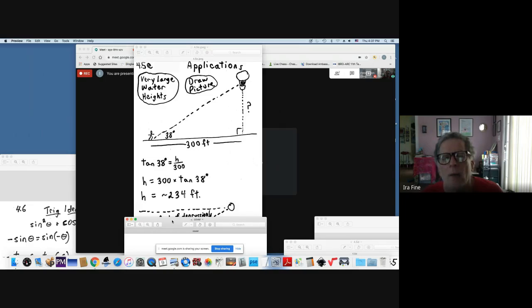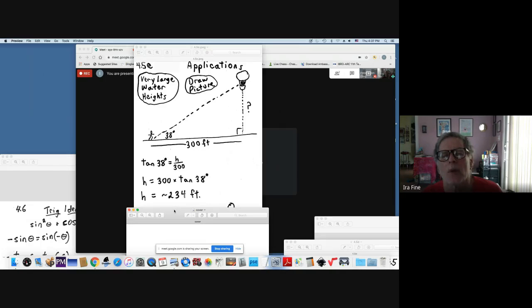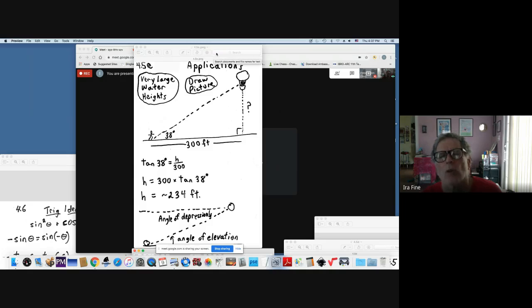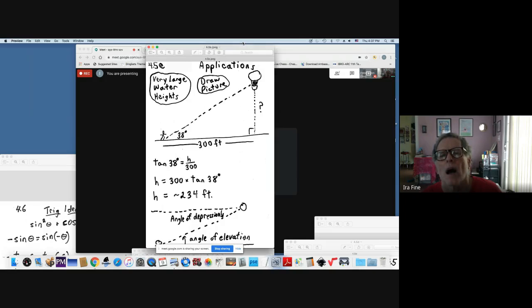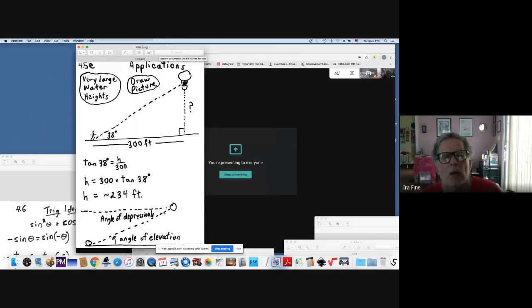Okay. Now, one other thing I want to mention, very often when you do these kind of problems where you're coming from the ground and something's up in the air, the angle that you sight up at from the ground, sometimes that's called the angle of elevation. So in this problem, the angle of elevation would be 38 degrees, you see?